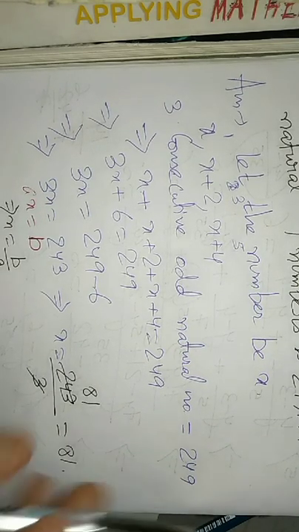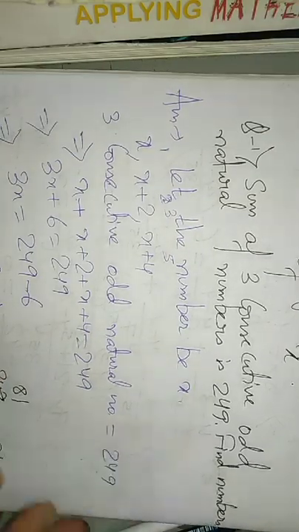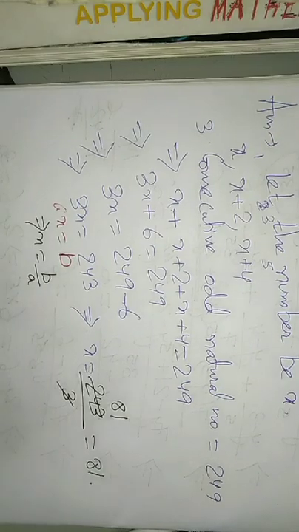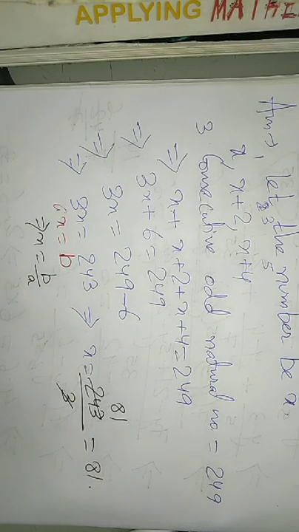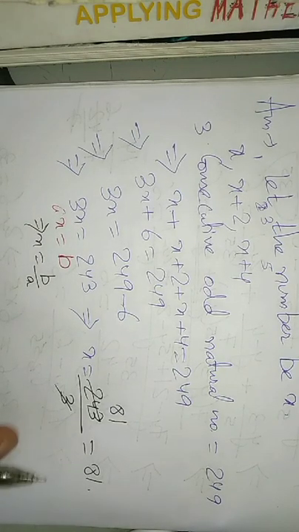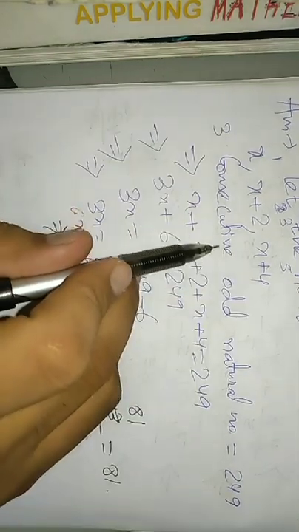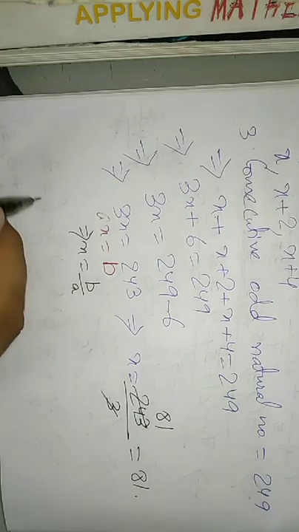But what are they asking? They're asking to find the numbers, not only one number. So they want all the three numbers. This is one very common mistake which students do. They will just calculate one value and leave, whereas you are being asked three consecutive odd numbers.